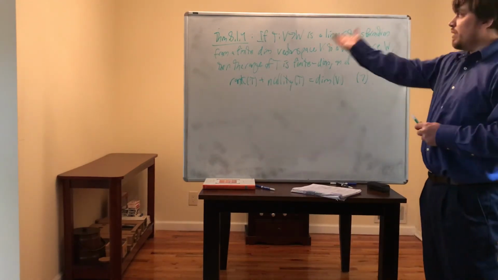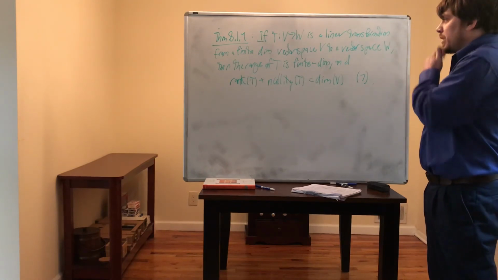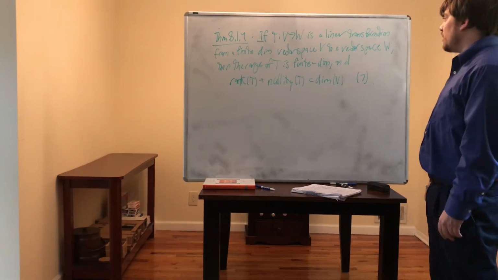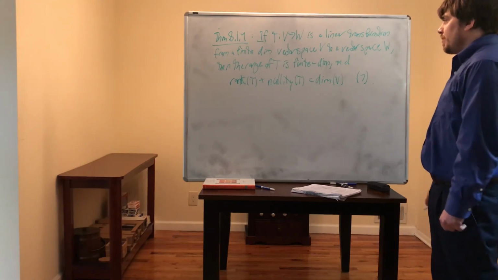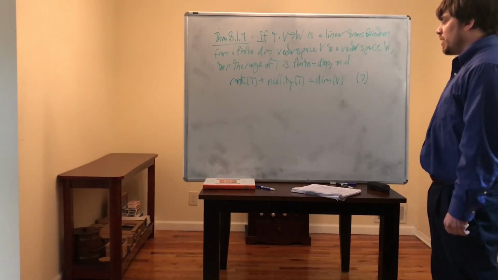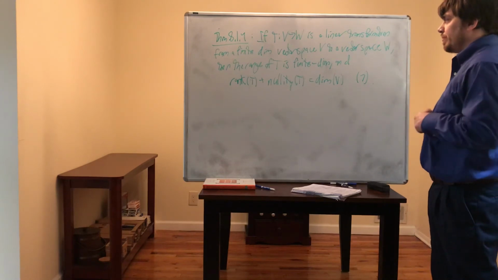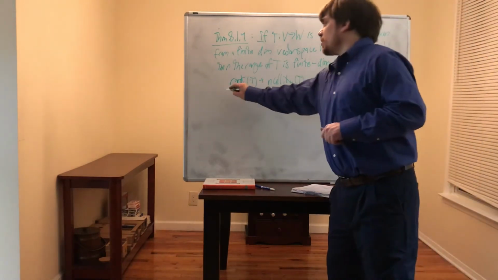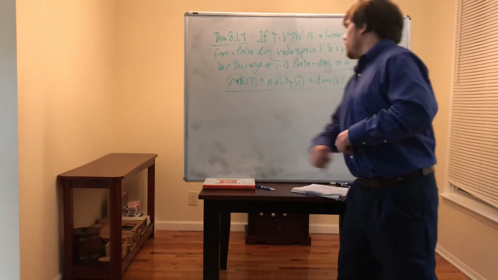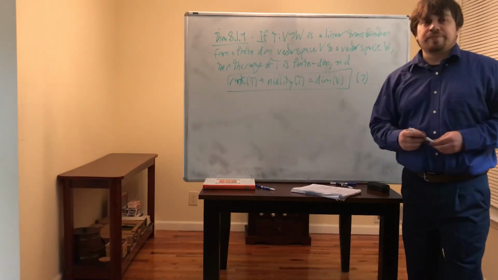So if T from V to W is a linear transformation from a finite dimensional vector space V to a vector space W, then the range of T is finite dimensional, and the rank of T plus the nullity of T is equal to the dimension of V. Essentially, with a few conditions, rank of T plus nullity of T equals the dimension of V.